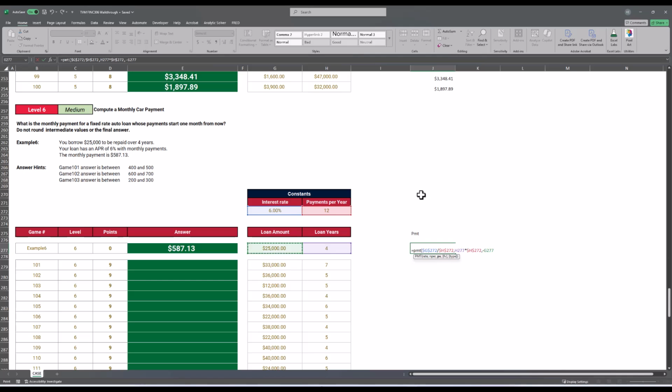The PV, we'll make this a negative number. So I'm going to go minus the loan amount. That will generate a positive payment for me because you're trading 25 in one direction for a payment in the other direction. And there is my answer.